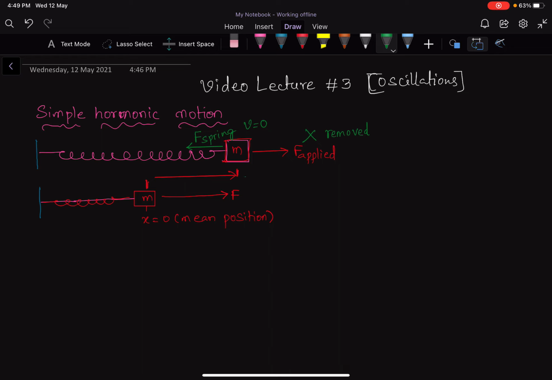That means the particle started from x equal to plus a position. While it is moving towards the mean position, the applied force is removed. Only which force is acting on the particle? Spring force is acting on the particle, and it is towards the mean position.